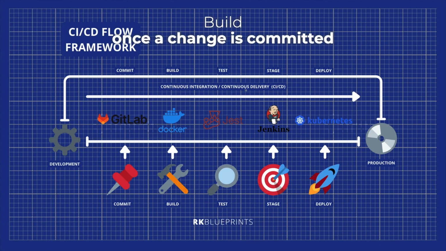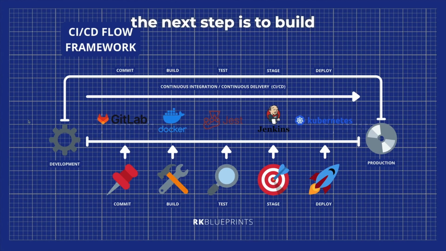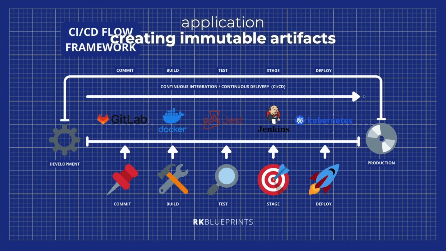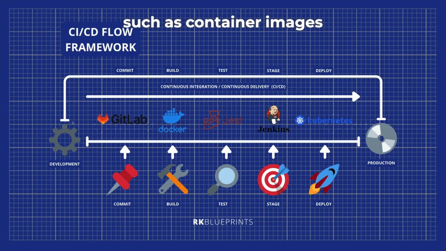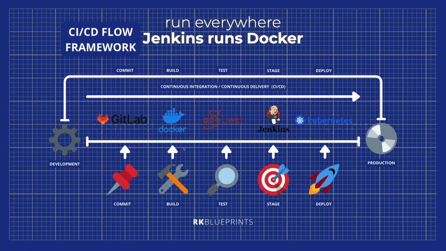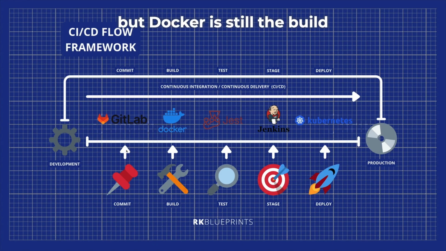Build. Once a change is committed, the next step is the build. This is where Docker comes in. Docker owns packaging the application, creating immutable artifacts such as container images, and enabling build once, run everywhere. Jenkins runs Docker, but Docker is still the build system. That distinction matters, especially when you're learning CI/CD.